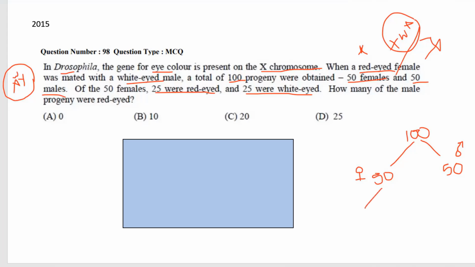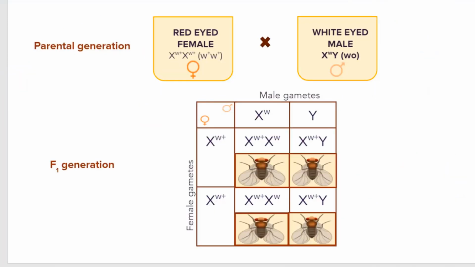Now out of these 50 females, 25 were red-eyed and 25 were white-eyed. Now they are asking what number of the male progeny are red-eyed. What number of this will be red-eyed? So how to calculate this? First you see this Punnett square type of diagram.